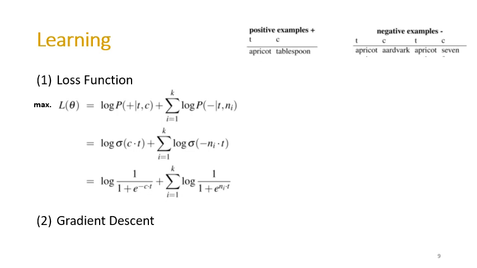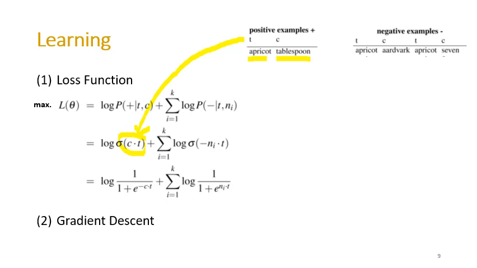We have positive examples and negative examples. For the positive example, let's say the target is apricot, and then the context is tablespoon. We know this is a correct pair. So to get the similarity between them, we just take the dot product of tablespoon and apricot.